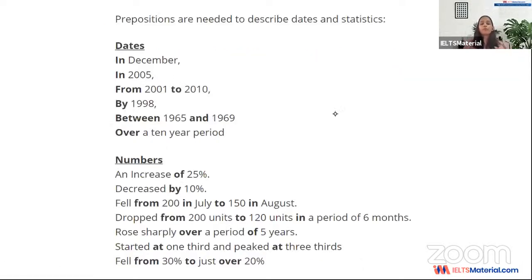Of course, apart from showing all these trends, we also have to describe the time, right? So for this, these prepositions are useful to describe the time period, the dates, the years. So let's see how to use them. So you can describe the month, the year, from 2001 to 2010, by 1998, between, over a 10-year period. So instead of writing from 2000 to 2010, you can simply write over a 10-year period. So this way, we will combine our trend words with the prepositions of time. So please have a look at the slide before we move ahead.